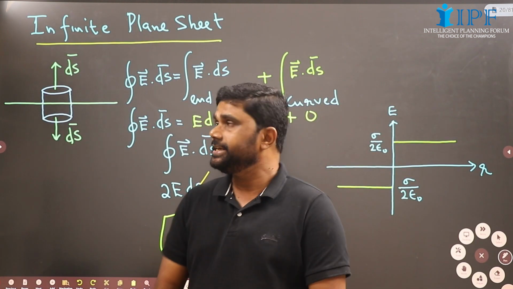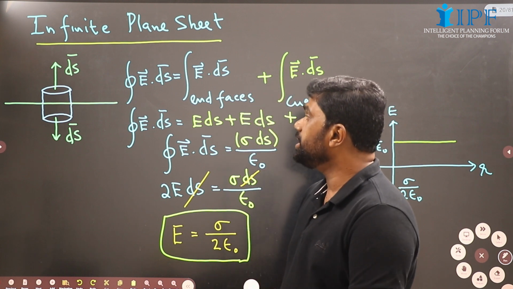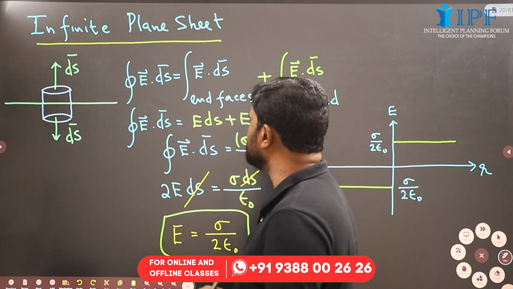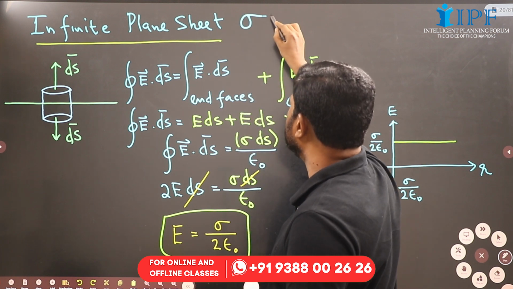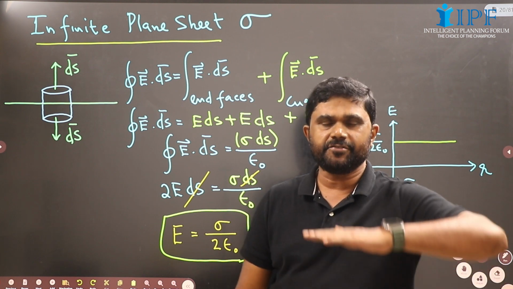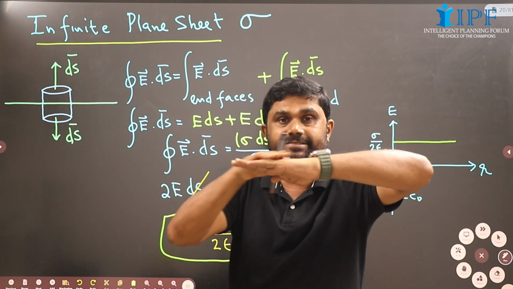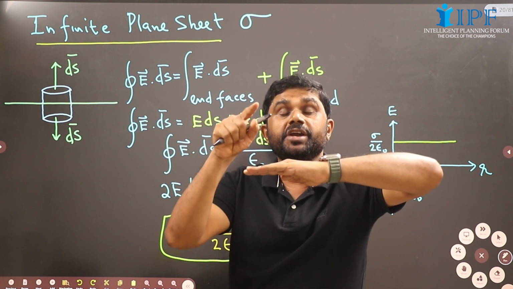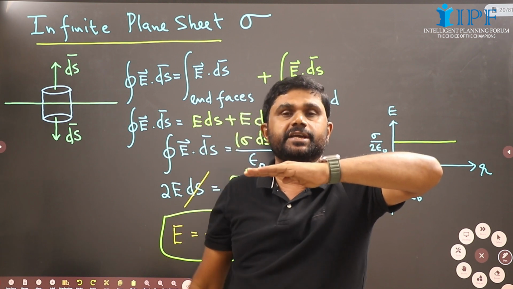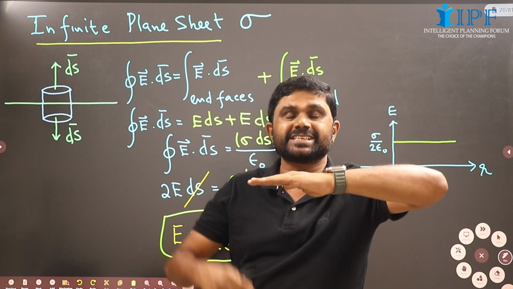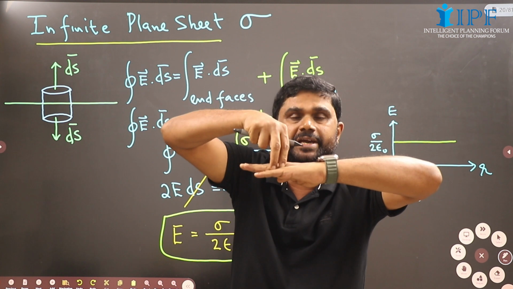Now let's see the next case, an infinite plane sheet of charge with a uniform surface charge density sigma. This is the surface charge density, small letter sigma. We have an infinite plate like this, and uniform surface charge density means the charge per unit area is sigma. Now the Gaussian surface is passing through this plate.